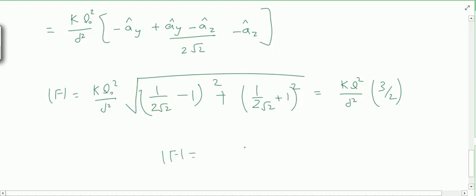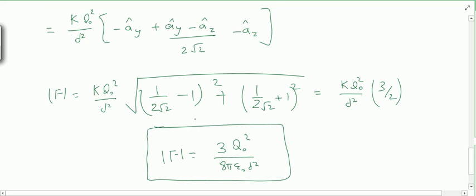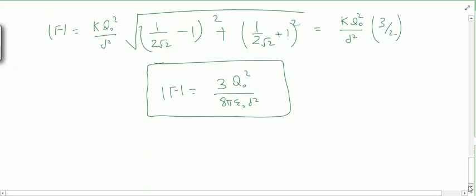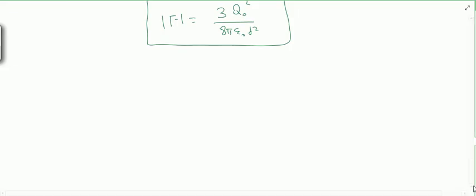And if I write it in 4 pi epsilon naught form, that will be 3 q naught square divided by 4 pi epsilon naught multiplied by 2, which becomes 8 pi epsilon naught d square. So this will be the final expression for the force magnitude on the charge q naught. Hope you understood how to apply the image theory, right.